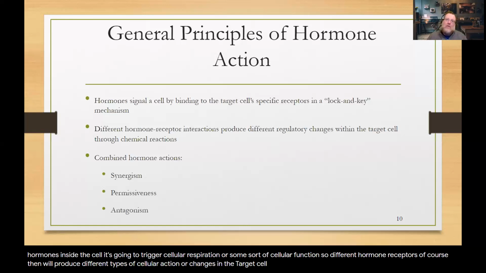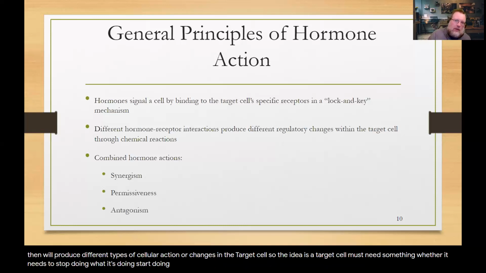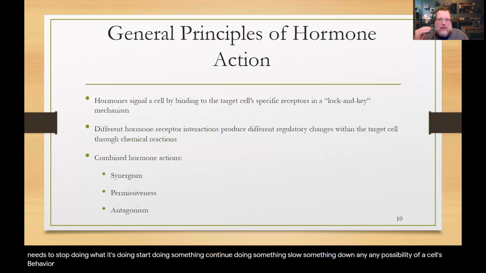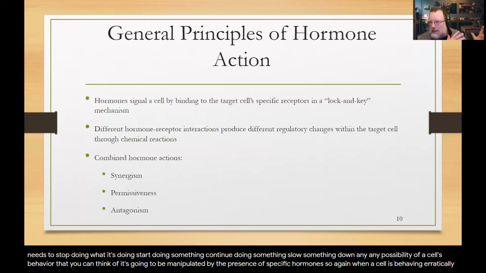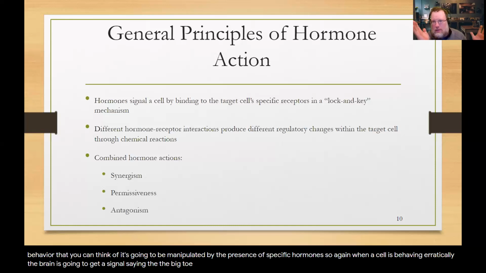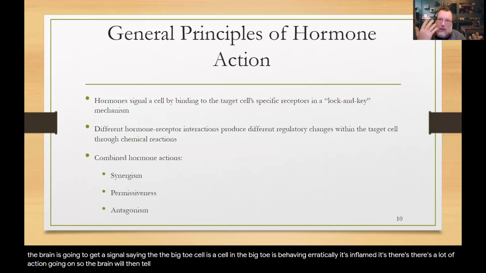So the idea is a target cell must need something, whether it needs to stop doing what it's doing, start doing something, continue doing something, slow something down, any possibility of a cell's behavior that you can think of is going to be manipulated by the presence of specific hormones. So again, when a cell is behaving erratically, the brain is going to get a signal saying a cell in the big toe is behaving erratically. It's inflamed. There's a lot of action going on. So the brain will then tell specific glands to release specific hormones to target that big toe cell and either speed things up or slow things down.